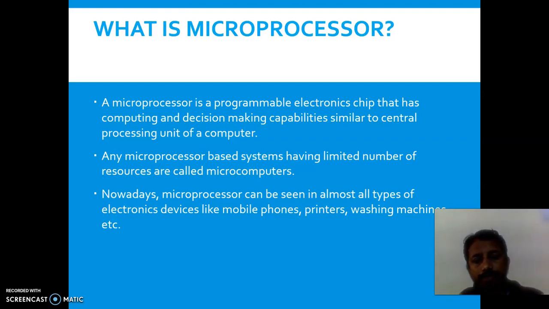Each microprocessor will have its own unique features. One microprocessor will have different features from another. Some will have a limited number of resources, others a larger number of resources. Any microprocessor system having a limited number of resources is called a microcomputer.